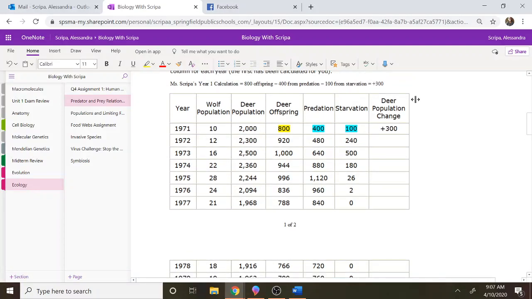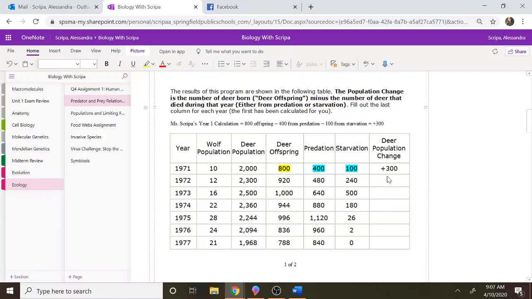I did write some instructions right here about how to calculate this empty column. But for year one, for example, I took the number of deer we started with, which was 800. And then you're subtracting how many died. So 400 of them died from predation or were eaten, and 100 starved. So I would do 800 minus 400 minus 100, and I would get 300 here.